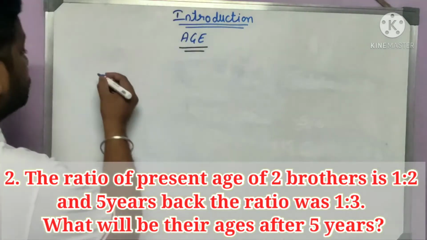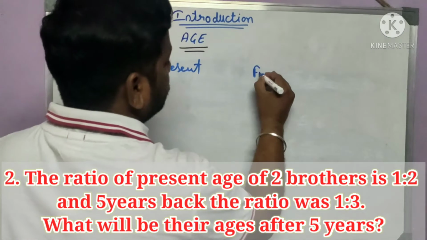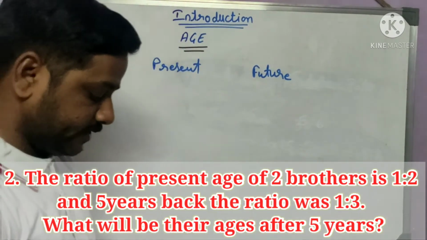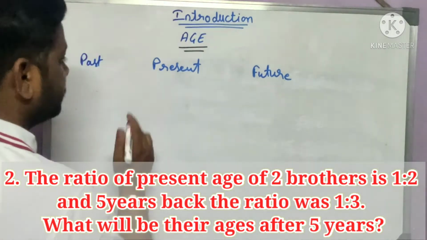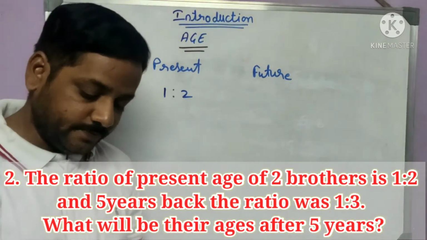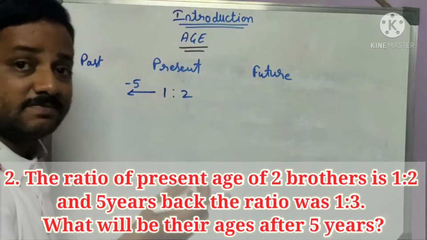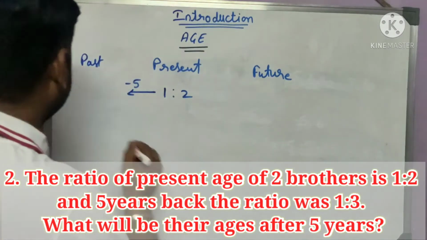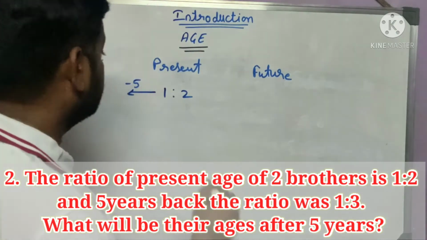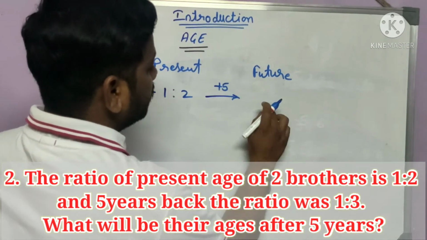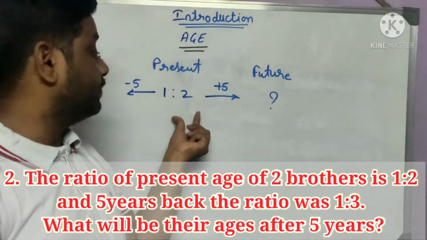Okay, so they have given some past. So first take it as past, present, and future. Better to write it like this, and whatever parameters are given, you mention them there. What is the first statement? The ratio of present age of two brothers is 1:2. So for the present age, you can write their ratio is 1:2. And 5 years back, so past, minus 5, the ratio was 1:3. What will be their ages after 5 years? After 5 years means in future, from here you can take plus 5. They are talking about the age, not the ratio, so you need to find the age of those brothers after 5 years.